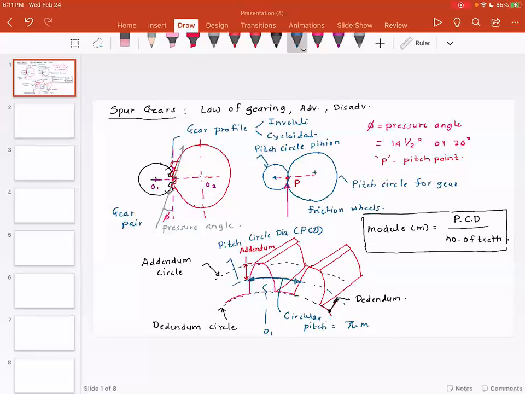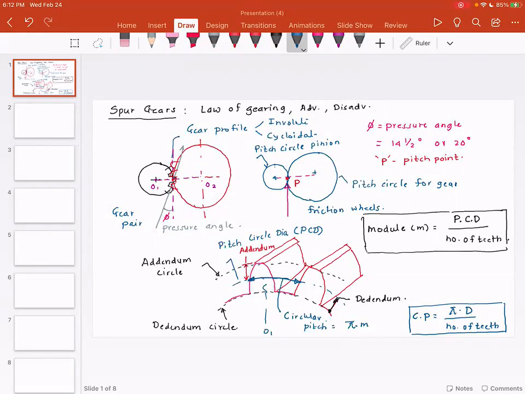And this sometimes is used in design calculations. And you can see that circular pitch is nothing but the perimeter of the pitch circle, which is pi d. So let me give you relationships. Circular pitch is nothing but pi times d divided by number of teeth. So this is the relationship for the circular pitch.